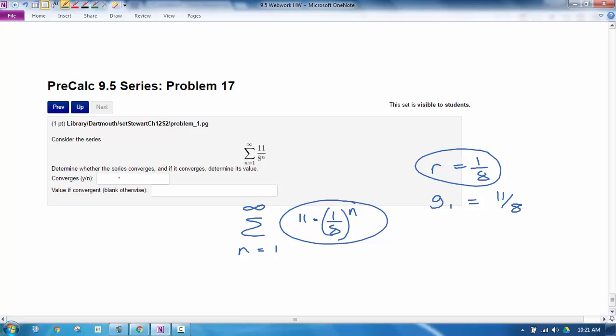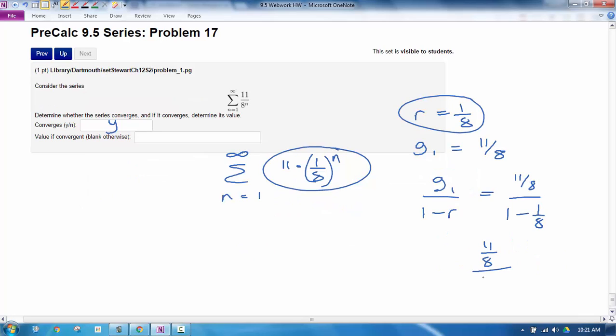So does it converge? The answer is yes, it does converge. And so finding the value of the infinite geometric series, we can just use that same formula, g sub 1 over 1 minus r. First term is 11 over 8, and then 1 minus 1/8. This would be 11/8 divided by 7/8 if you make this 8 over 8, and multiply by 8 over 7 instead, and the 8's cancel, you get 11/7 as your answer. All right, hope this helps.